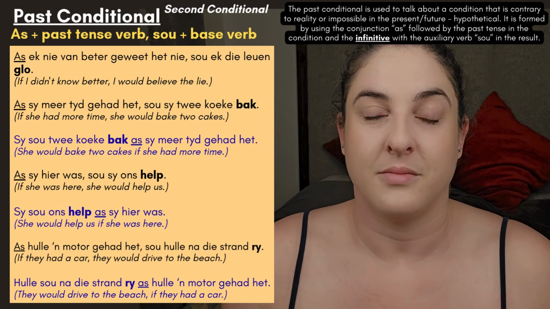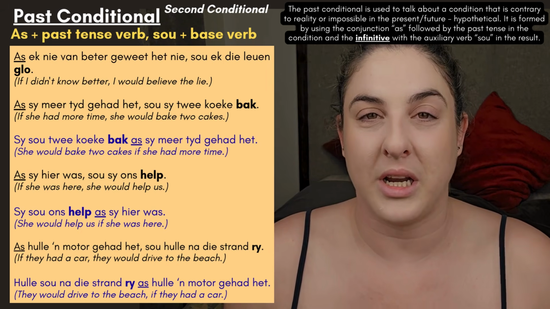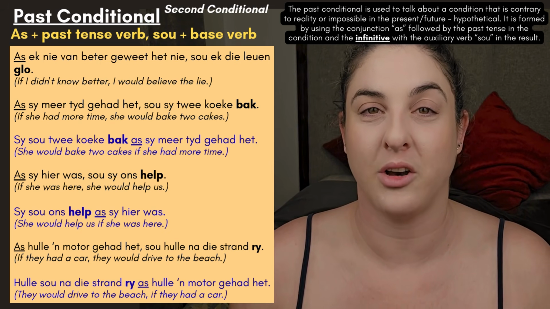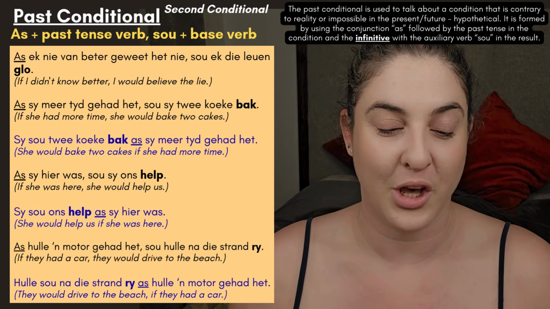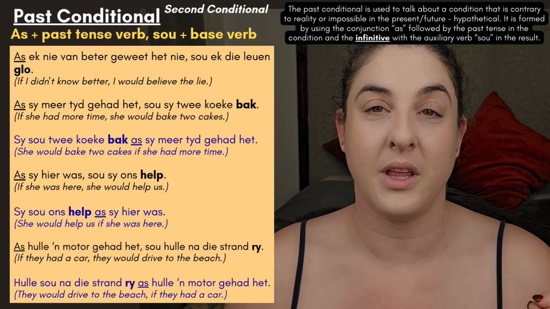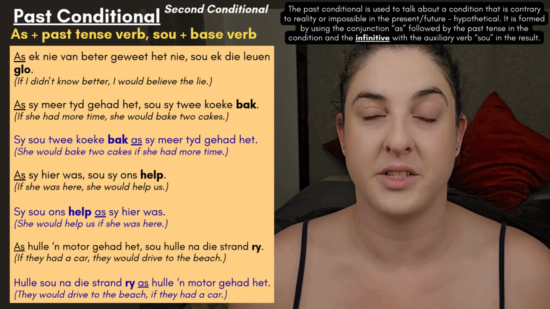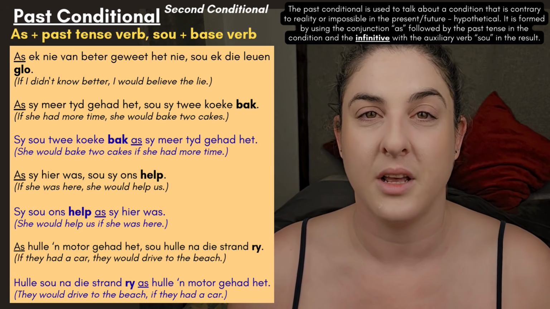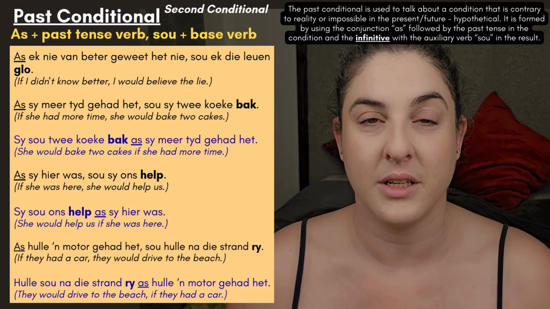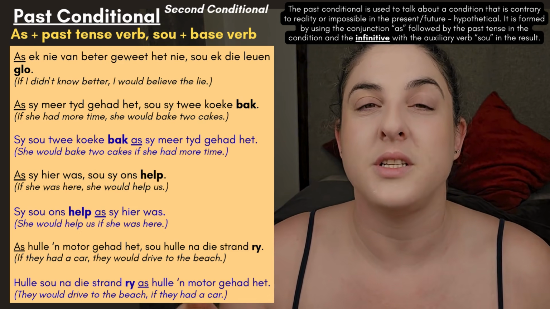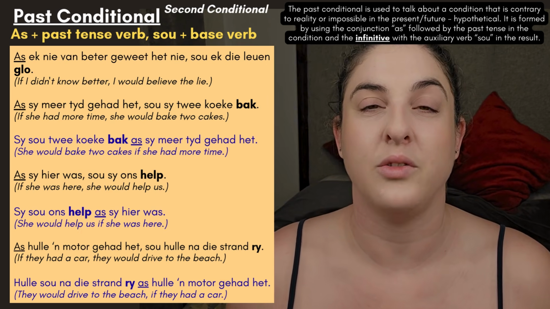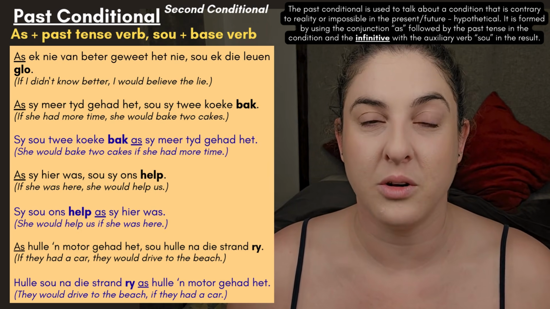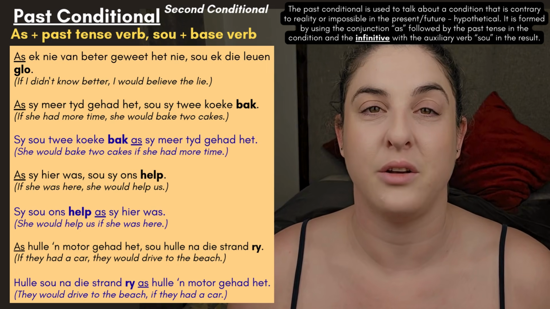However, the part after the comma is already stated as a past tense concept. We'll look at it now. It will make more sense shortly. Okay, so we have in yellow, as plus the past tense verb. That is the first part. It is part 2, but it is the if statement, right? So as plus a past tense verb, and then you have the comma, and then after the comma, instead of sal, which indicates future, you now have sou, which indicates past tense. And then you couple sou with the base verb.